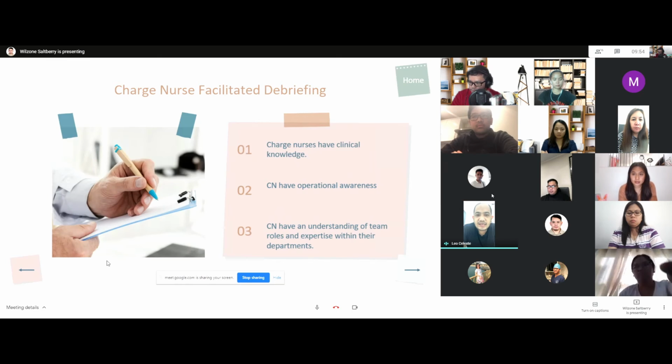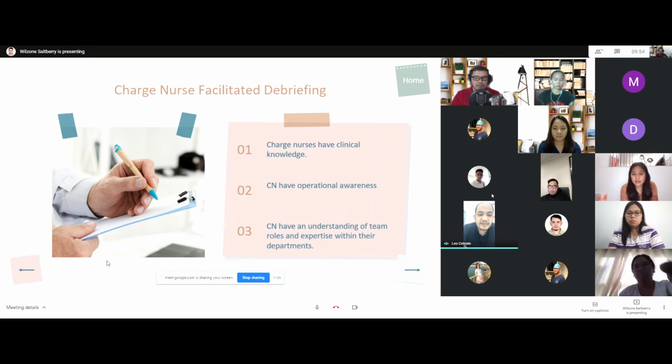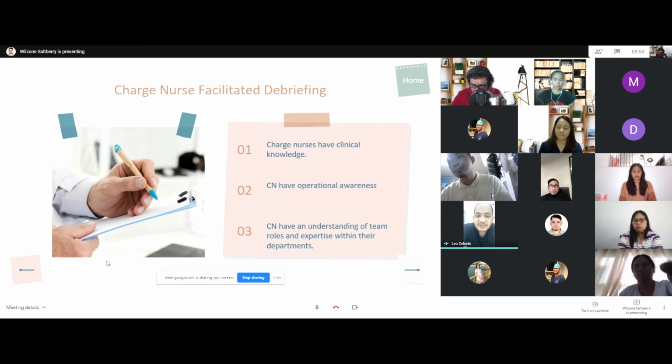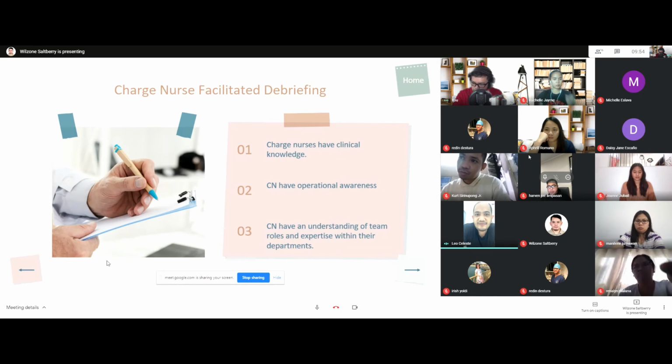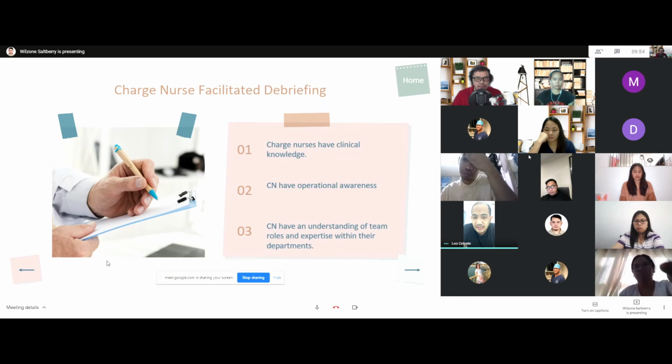Next slide, please. So the role of the nurses is to facilitate. Charge nurses are usually the ones who do the debriefing, because when the resuscitation ends, the emergency department nurses and physicians normally return immediately to other patients, where responsibilities can become more immersed in clinical work. But the charge nurse does not have a specific patient assignment, so they are allowed to prioritize the clinical debriefing process. Charge nurses also have clinical knowledge, operational awareness, and an understanding of team roles and expertise within their department.